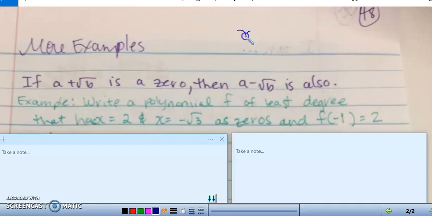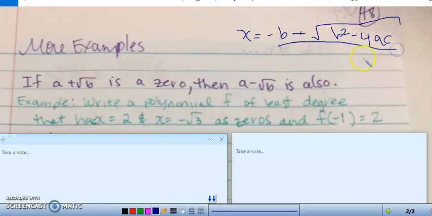So just remember that from the quadratic formula, we get negative b plus or minus the square root of b squared minus 4ac all over 2a. And so same thing, just like imaginary numbers and complex numbers came as a plus bi and a minus bi, you get two of them at the same time. Irrational zeros work the exact same way.